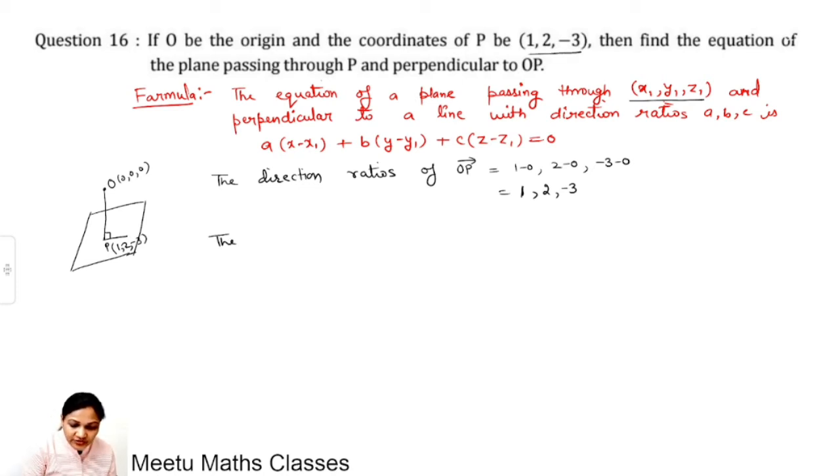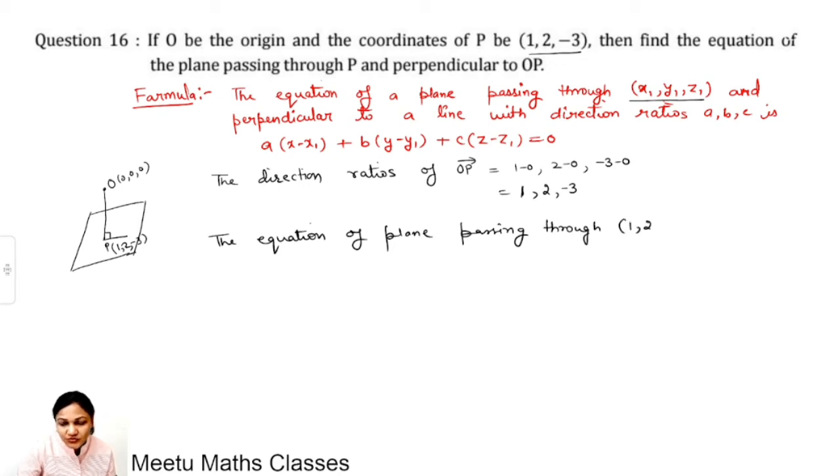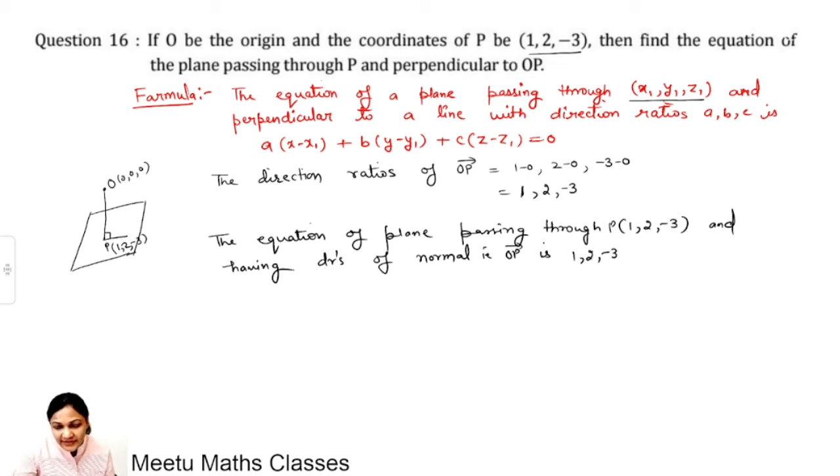So the equation of the plane passing through this point 1, 2, minus 3, the point P, and having direction ratios of the normal, that is the OP vector, 1, 2 and minus 3. So this can be treated as x1, y1, z1 and this is a, b, c.